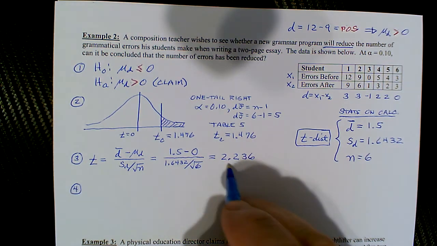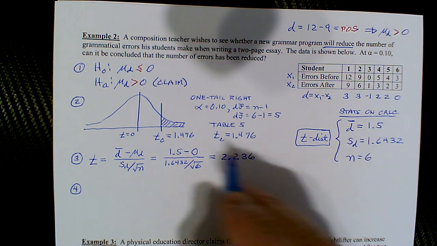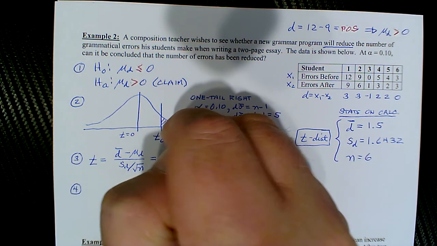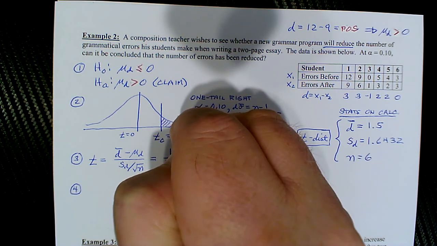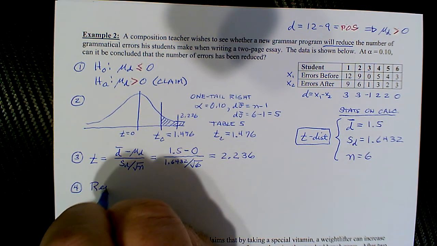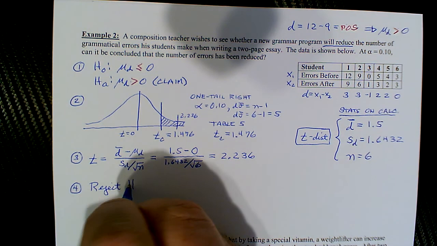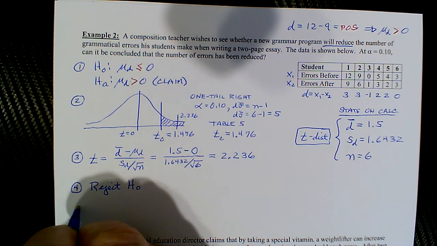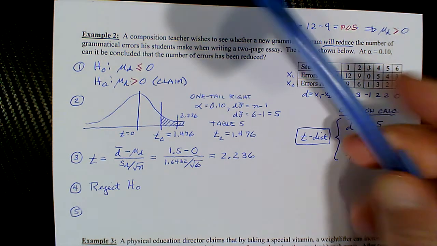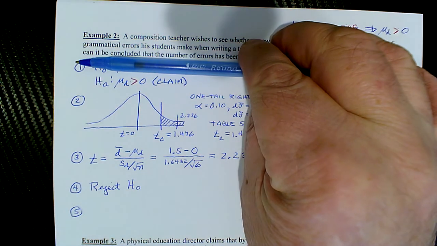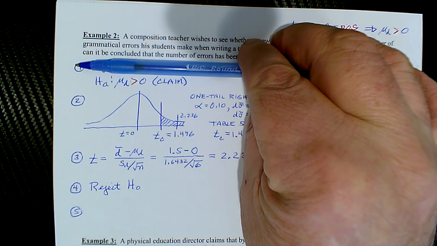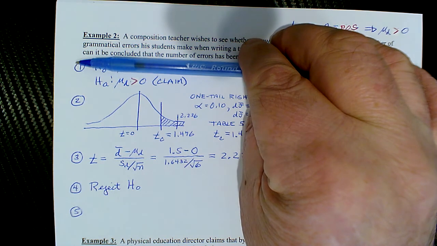So where is 2.236 with regards to our critical value? Well, somewhere in the rejection region. So therefore, we reject H0. And then we draw our conclusion. We're rejecting H0. HA is the claim, so the word support is going to be in our answer. And if we're rejecting H0, looks like there is enough evidence to support the claim.